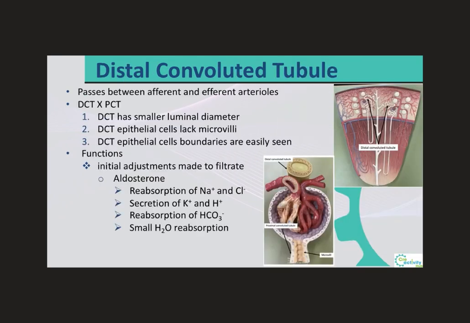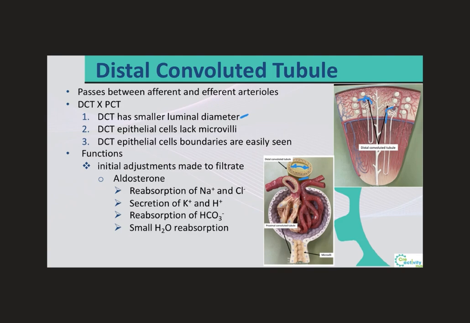Next, we have the distal convoluted tubule, which will ascend out of the medulla of the kidney and enter the cortex. Notice how it passes between the afferent and efferent arterioles. The distal convoluted tubule will differ from the proximal convoluted tubule in three ways. The distal convoluted tubule has a smaller diameter. I know it's a little bit hard for us to notice from these models, but it is a fact.